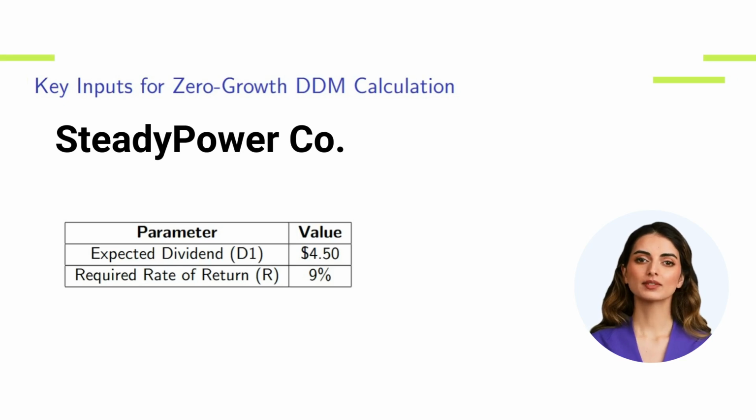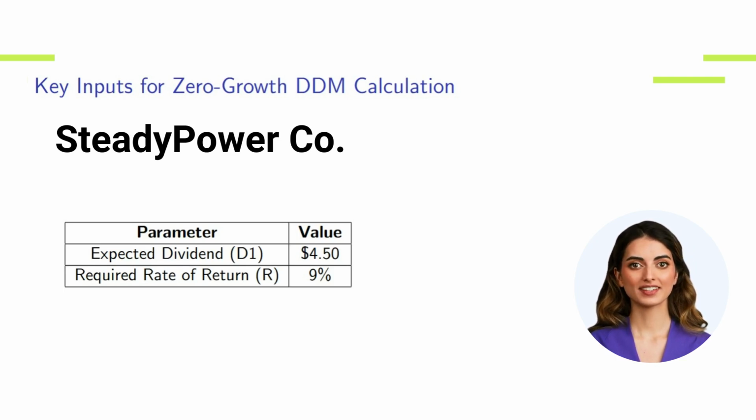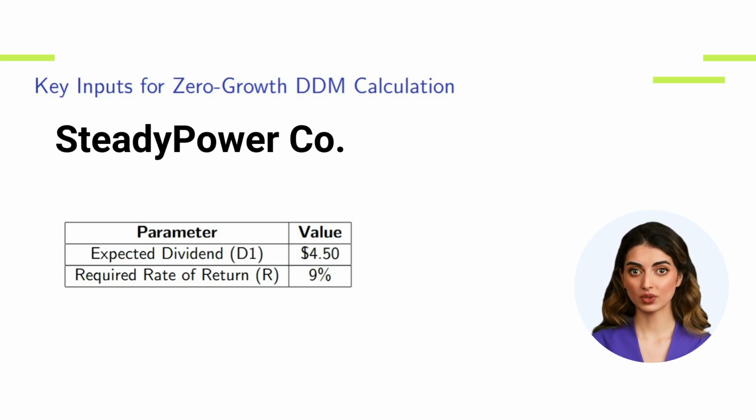Imagine we're looking at a company called Steady Power Company, a reliable utility company that has been paying the same dividend for years. Here's what we know. The expected dividend for next year, D1, is $4.50. The required rate of return, R, calculated using CAPM, is 9%.